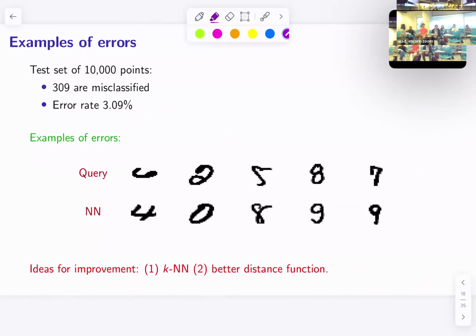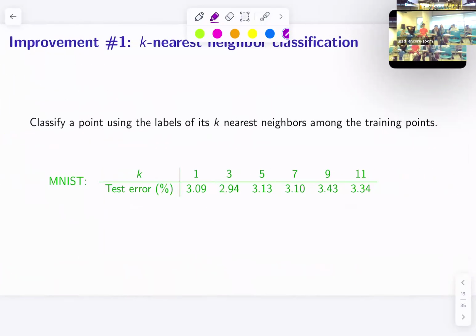So there are two easy ways to improve this, okay? The first is that, instead of just looking for the very closest picture, look at the three closest and take the majority vote. Okay? And that helps a little bit.